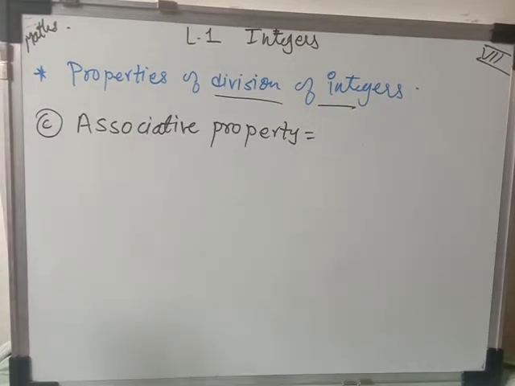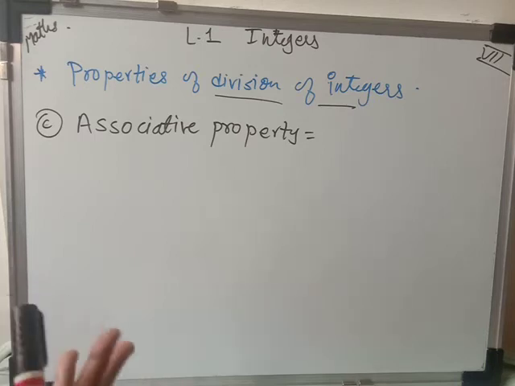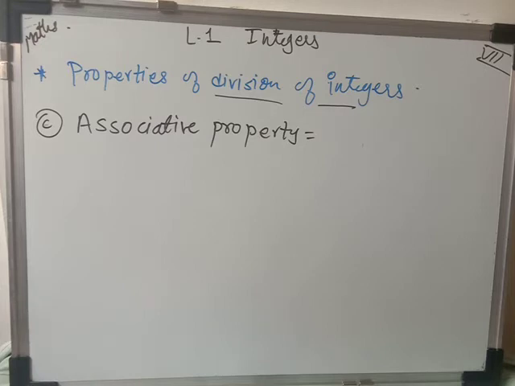So the third property is the associative property. In this property, we are adding or multiplying more than two integers, say three integers. If we add or multiply them in any order, we get the same value. Even if you change their sequence, it doesn't matter. Here we decide whether this property is valid for division of integers or not.